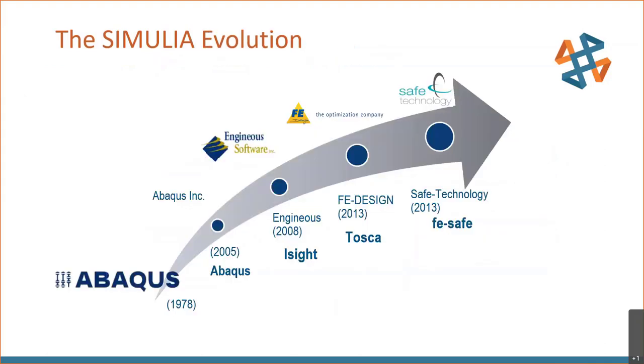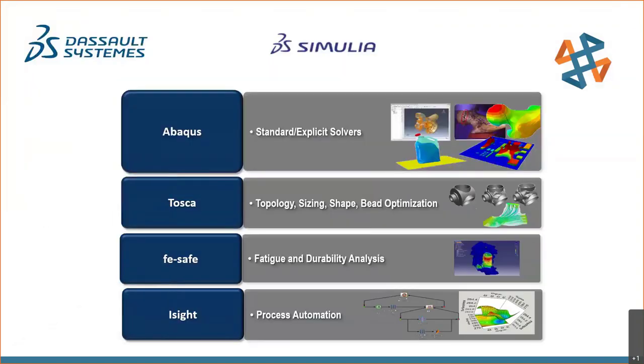Let's look at a little bit about the history, the evolution of that portfolio and how it came about. Abaqus Incorporated developed their flagship FEA tool back in 1978. This was before desktop computing was even a real thing, so that program ran on high-end computing stations. Dassault purchased them in the year 2000 to form the start of the SIMULIA portfolio. The other three tools were added after that, with iSight purchased from Ingenious Software Company in 2008. 2013 saw the addition of the two remaining tools, Tosca and feSafe, from the acquisitions of FE Design and Safe Technology. For the remainder of this presentation, I'll give you an overview and some examples of each of the products.